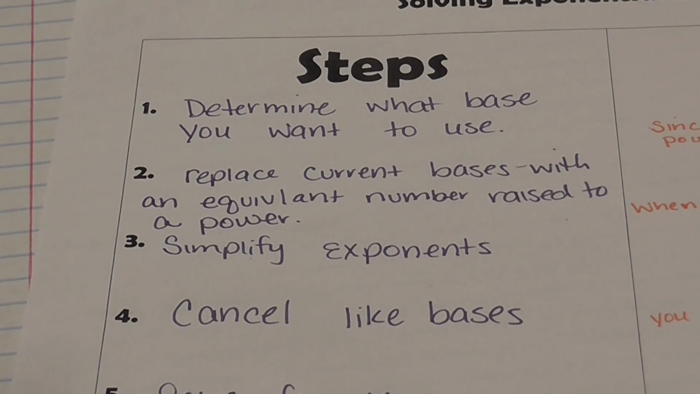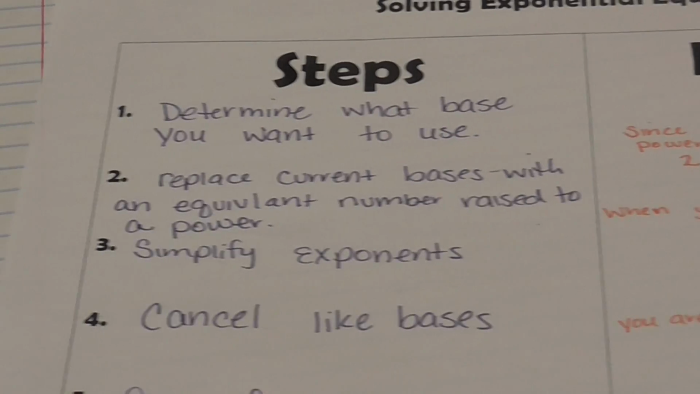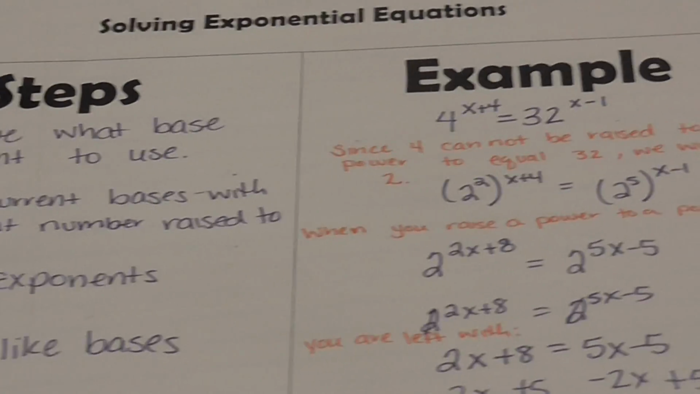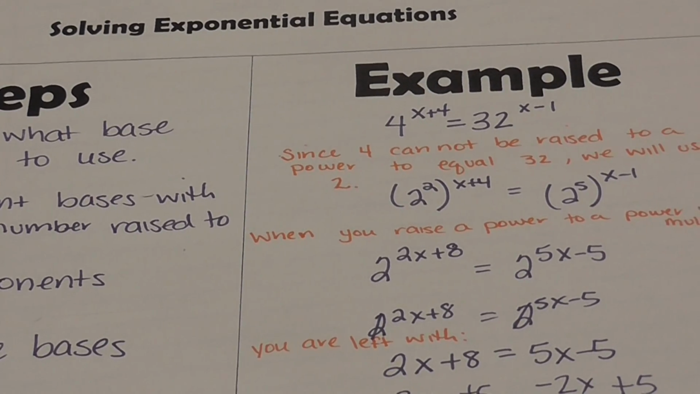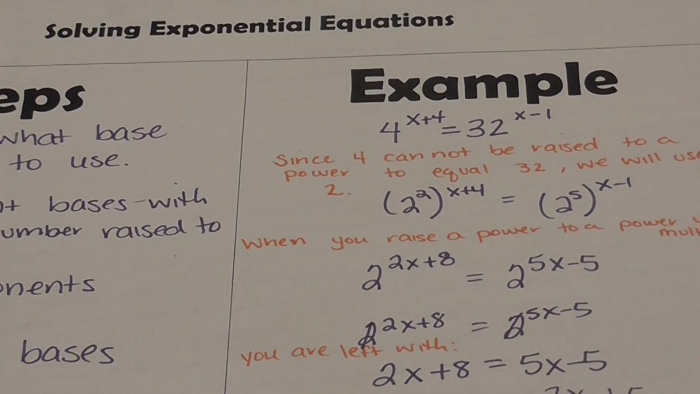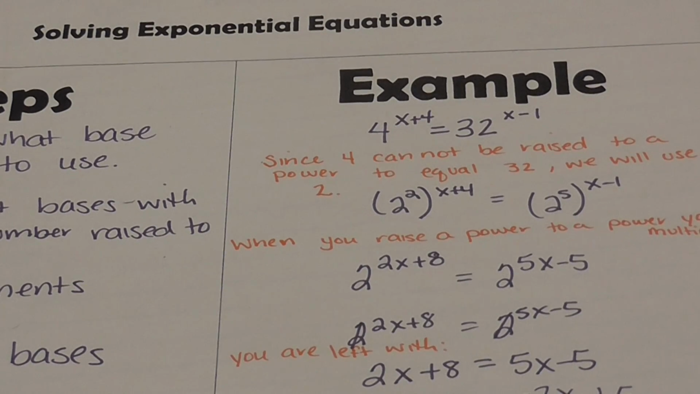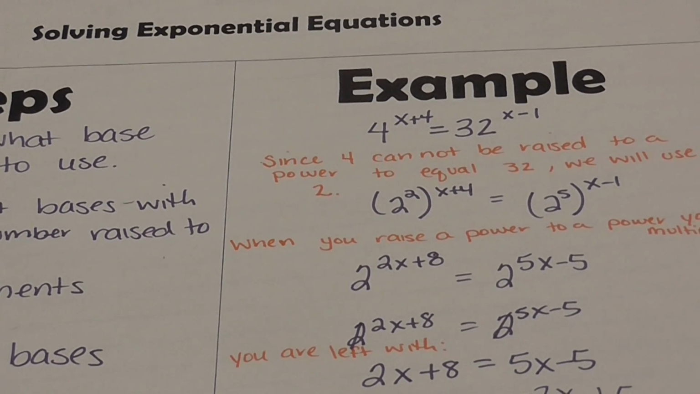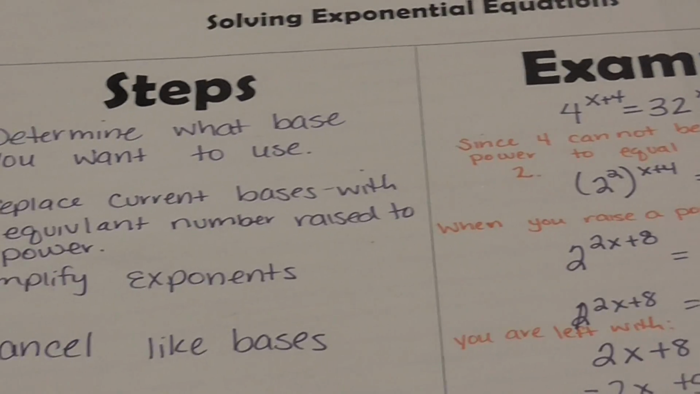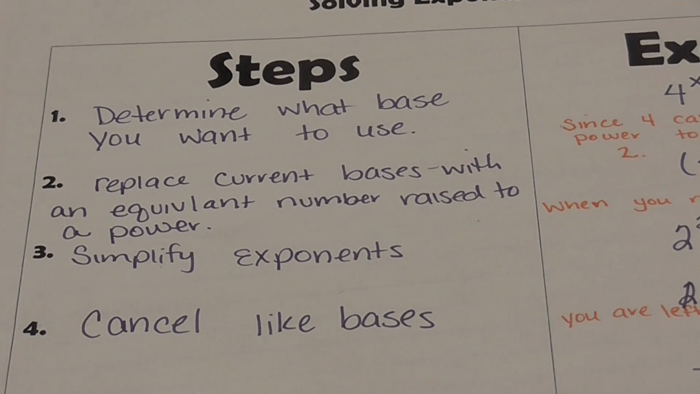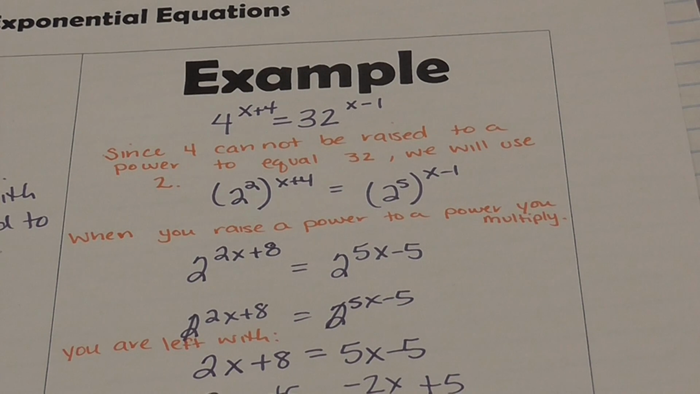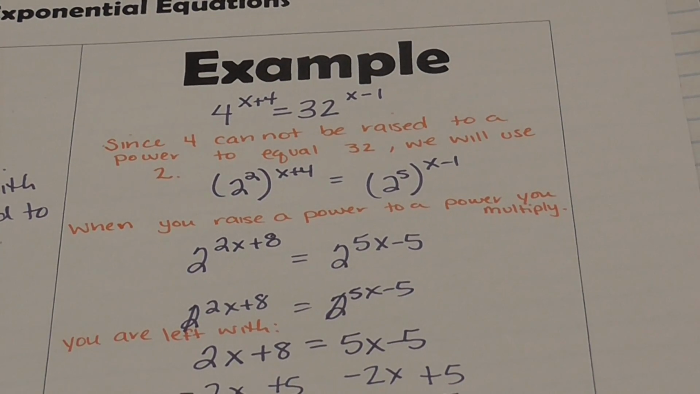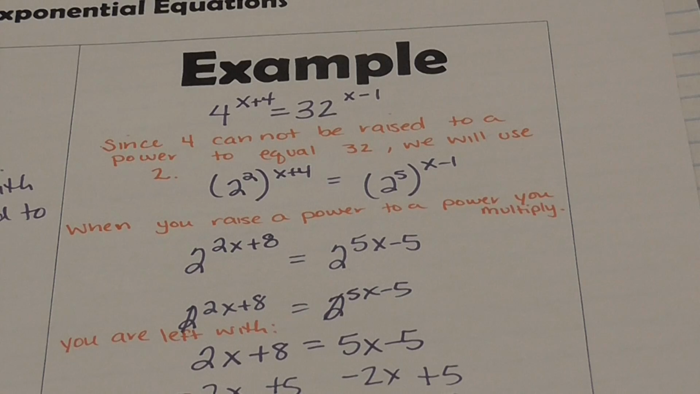So step 1, you just want to determine what base you want to use. In the example, we're going to use 4 to the x plus 4 equals 32 to the x minus 1. Since I can't raise 4 to a power to make it equal 32, the base I need to use is 2. Then I need to replace the current base with an equivalent number raised to a power. So I'm going to replace the 4 with a 2 squared, and I'm going to replace the 32 with a 2 to the 5th power.